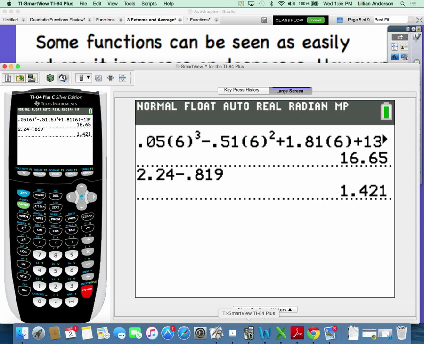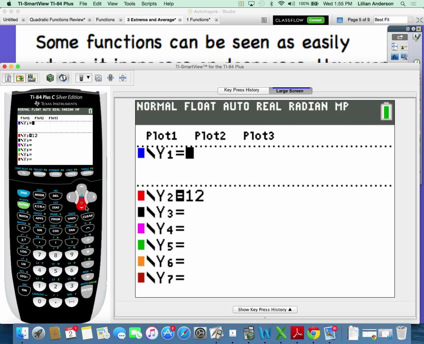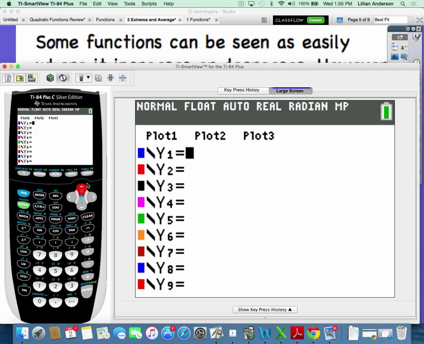First thing you do, you turn it on, and you hit your y equals button. If there's anything in any of them, go ahead and clear them out. You should see y1, y2 all the way down, and plot 1, plot 2, and plot 3 should not be highlighted. Is anyone's screen not look like mine right now, besides the color? Great. At any point in time, you're not with me, let me know.